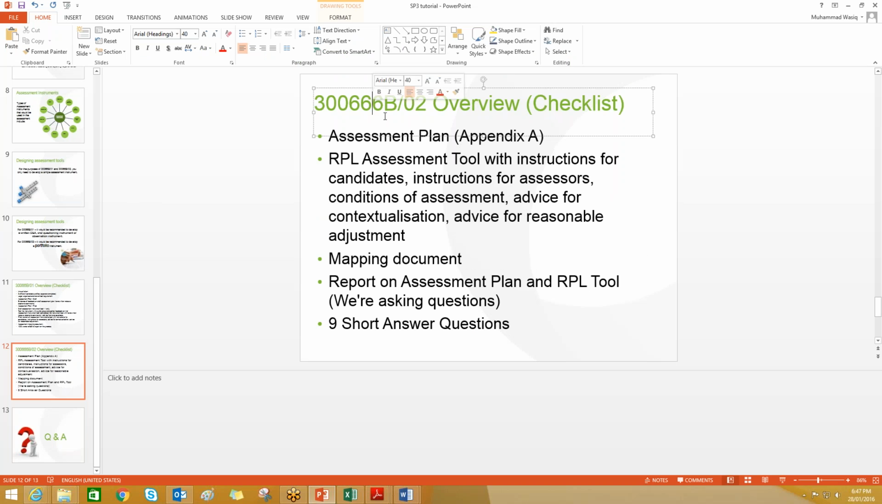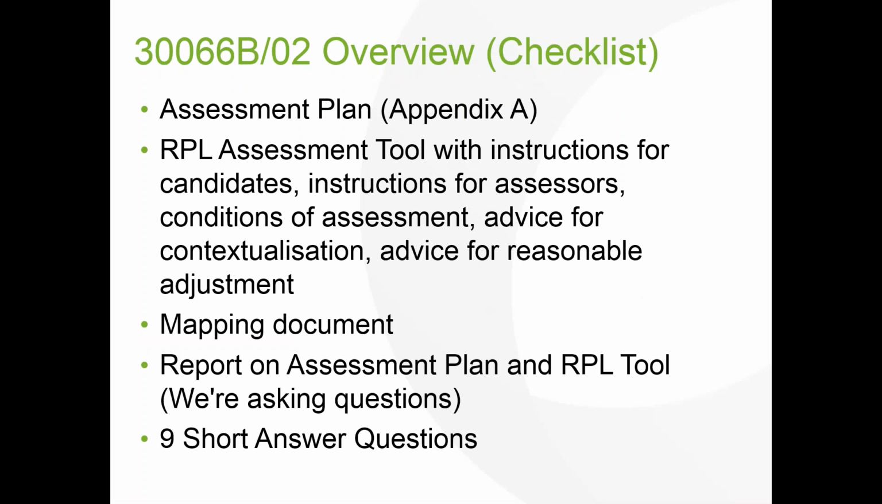Let's very quickly talk about the second assessment. That's easy as well. Really easy. So that's the overview of the second assessment, 30066B02. Again, you need an assessment plan, but this time you do not need a draft and evidence of draft. You need one final assessment plan. That's it. Then we are preparing an RPL assessment tool this time, so we cannot use a quiz or practical demonstration. We need to use a portfolio evidence checklist.